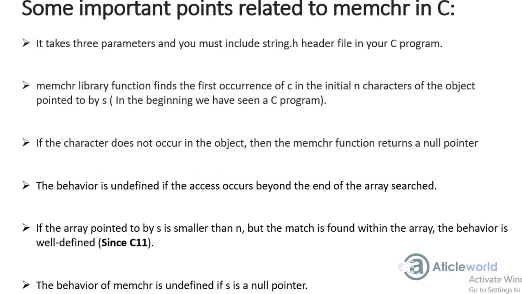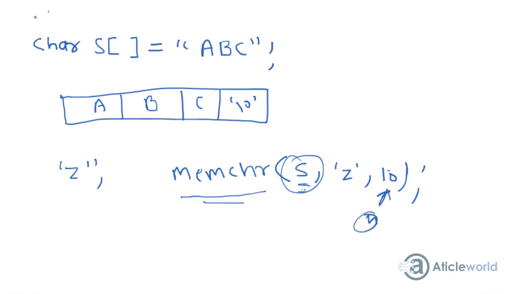The fifth point explains that if the length of the array is smaller than n, but the character is found within the array, the behavior will be well defined. And this feature is implemented in C11. It was not previously introduced. So let's understand this point also with pen and copy. So again I am taking the same example and the same array and the same length, but here I want to search B beside the Z.